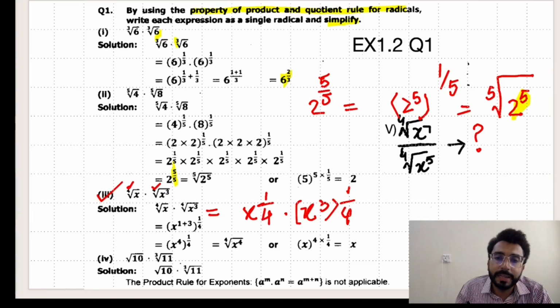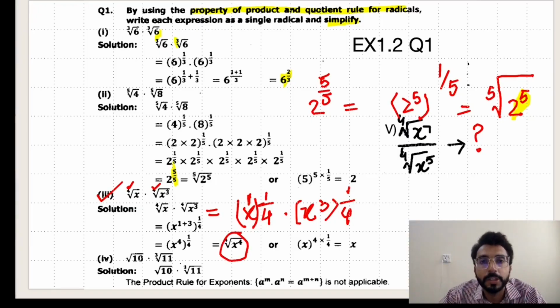Now, as we look, the bases are same, so we can add the powers. Its power is 1, its power is 3. When bases are same, the powers will add up. The powers will add up, 1 plus 3, and we get x power 4, into bracket 1 by 4. This is called exponential form. When we write in the radical, the final answer will become this.